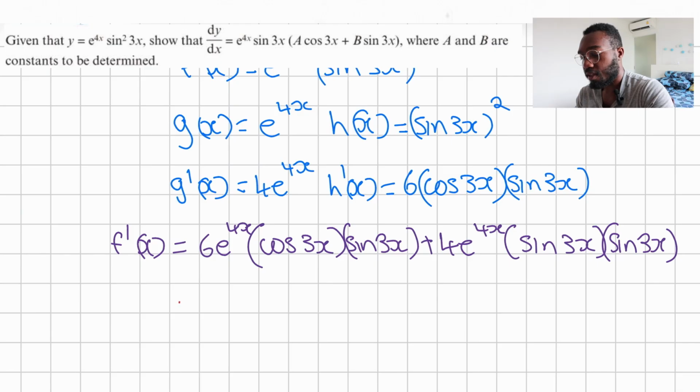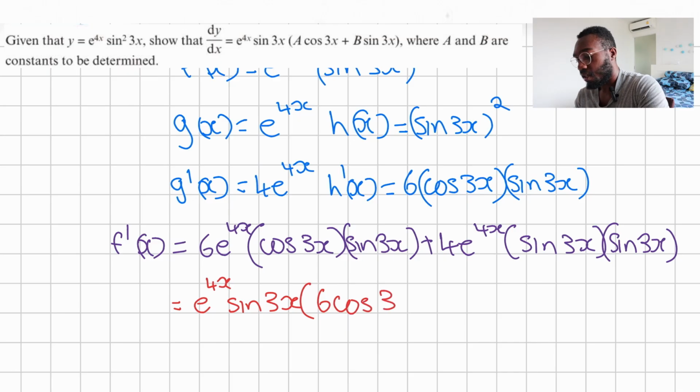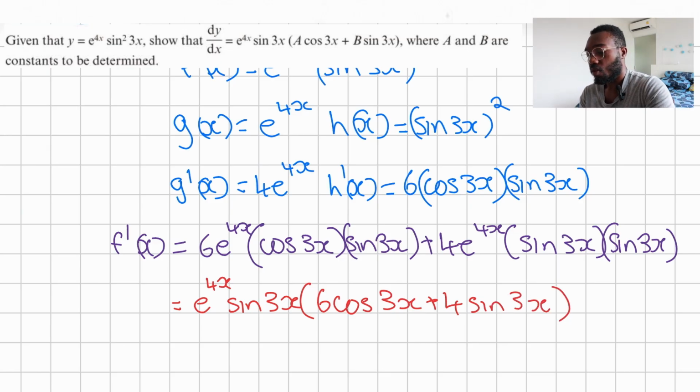So if we do that, therefore we'll have e to the 4x sine 3x outside the brackets, and if we factorize by that, well, if we look at the first one, we would have a 6 cos 3x, and then for that second one, a 4 sine 3x, and that is in the form we want, where a is equal to 6 and b would be equal to 4.